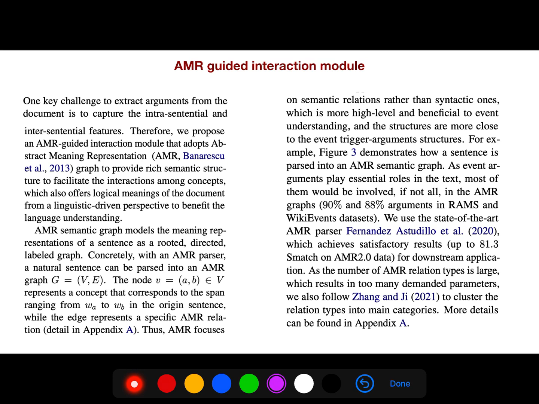One key challenge in extracting arguments from a document is to capture intrasentential and intersentential features. Therefore, we propose an AMR-guided interaction that adopts abstract meaning representation. In my playlist for semantic parsing, I have explained the AMR approach. AMR semantic parsing models the meaning representation of a sentence as a rooted, directed, labeled graph.